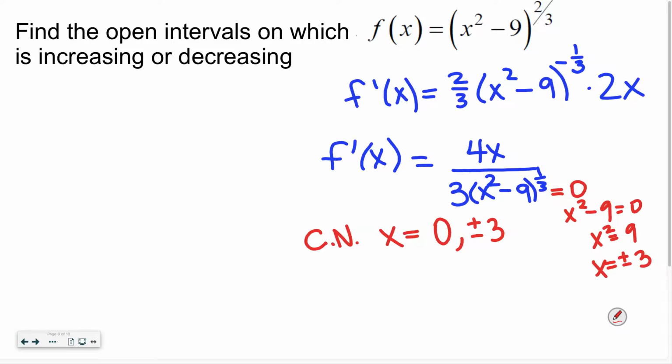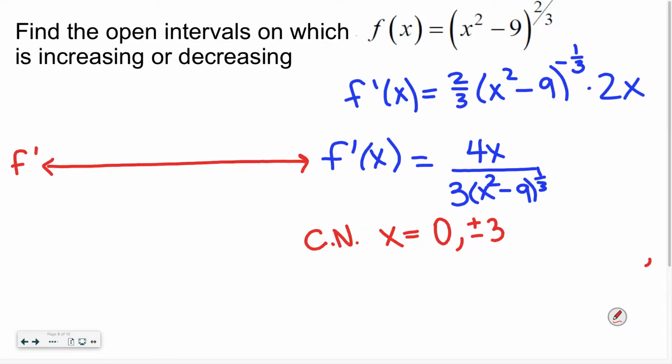That 3 in the front's not doing anything. When we cube both sides, 0 cubed is still 0. So it's really the plus or minus 3. That just means we have a few intervals to test. If we put this on a number line, remember we are testing this on our derivative. We have 0, 3, and negative 3 to test.